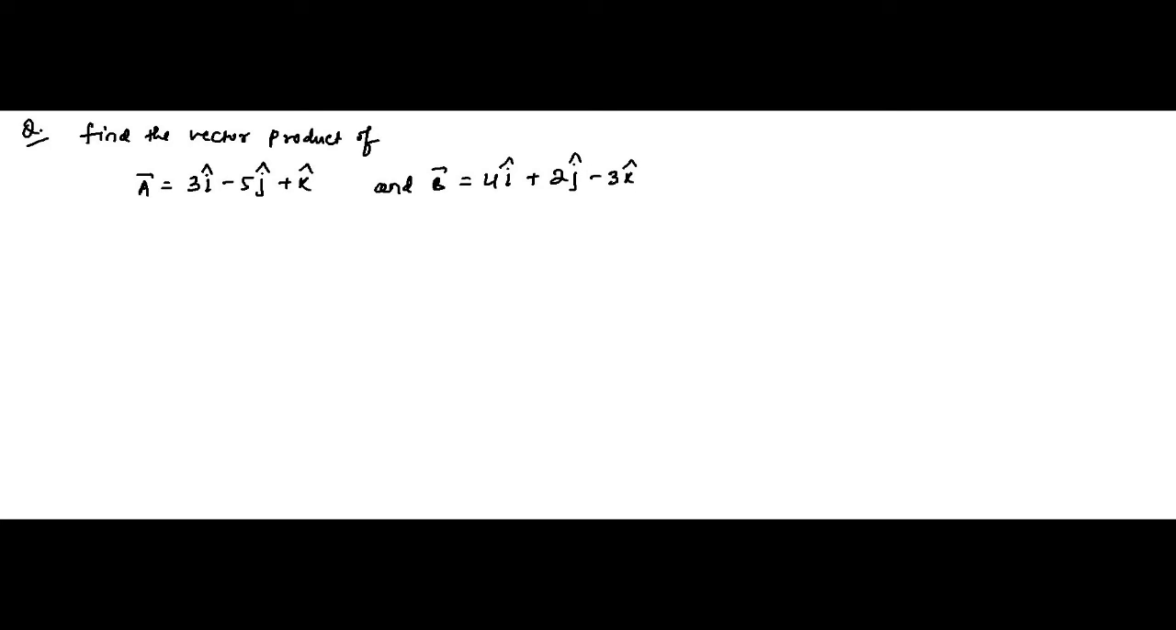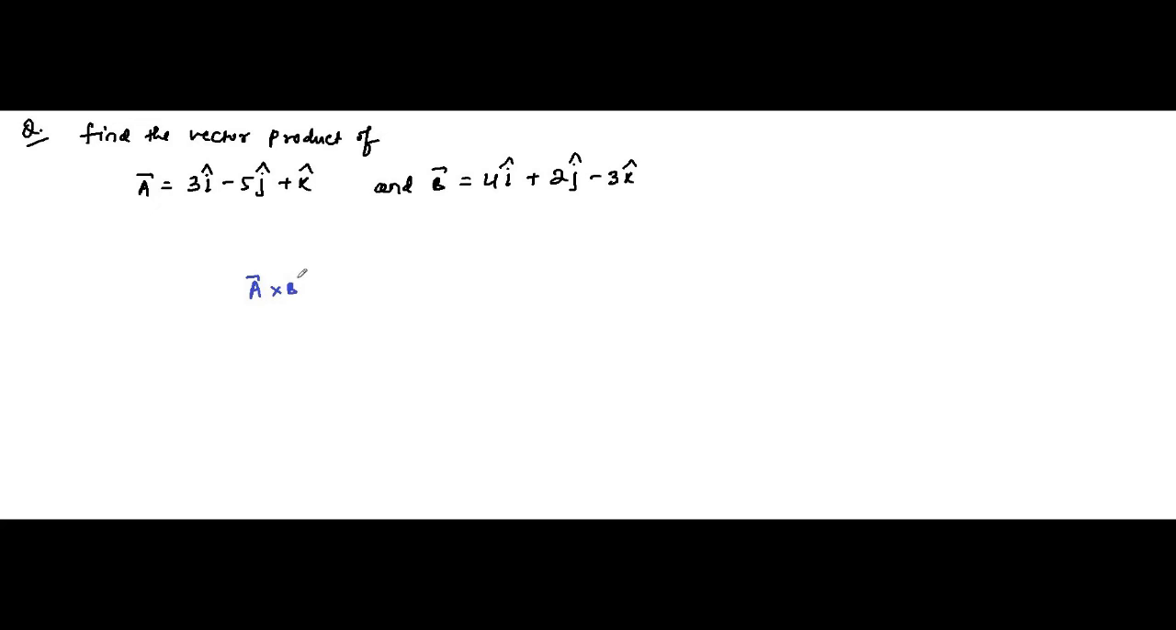So the question can be given in various ways. Sometimes it will be asked to find a cross product, sometimes it will be asked to find the vector product. So do not get confused. Cross product and vector product, they are the same thing. Similarly, for dot product, it will be sometimes asked scalar product, sometimes will be asked dot product. So don't confuse both of them, they are the same thing. So cross product or vector product of these two vectors, simple and straightforward.